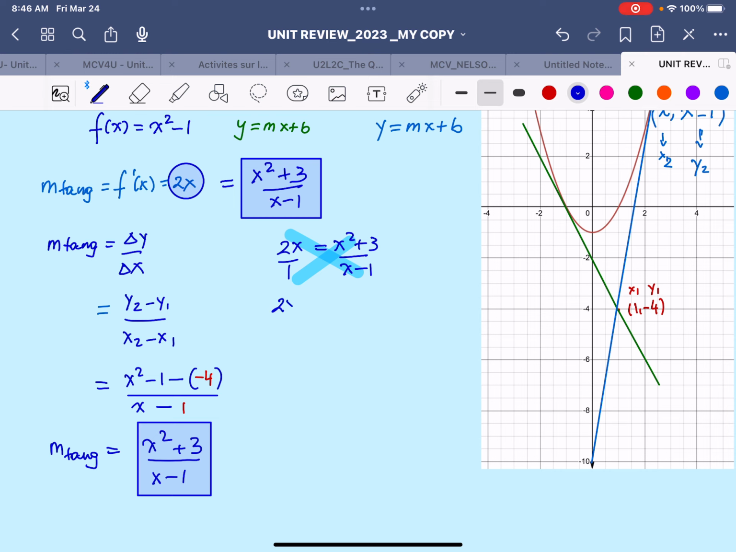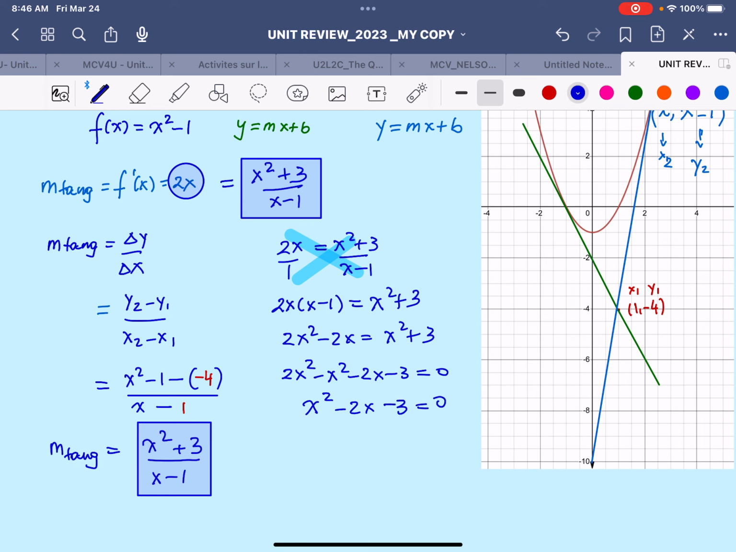So here we go, we have 2x times x minus 1 equals x squared plus 3. So this would be 2x squared minus 2x equals x squared plus 3. Let's continue solving this. We'll take all the terms to one side of the equation. So we have 2x squared minus x squared minus 2x minus 3 equals 0. Let's hope that we're going to get nice numbers in here.